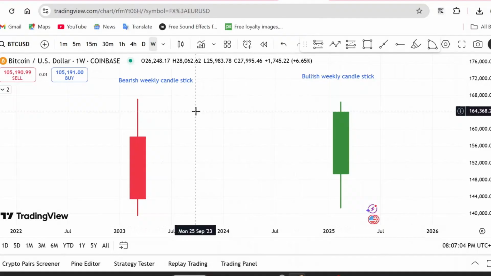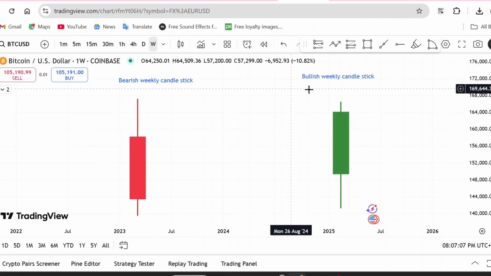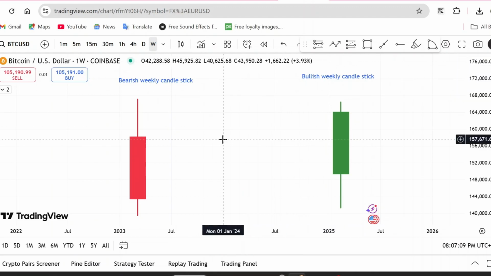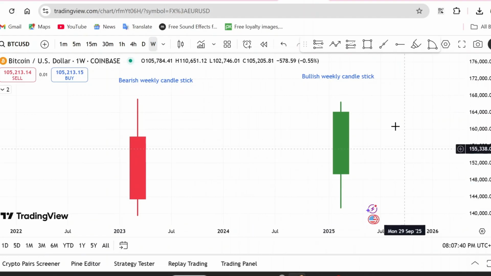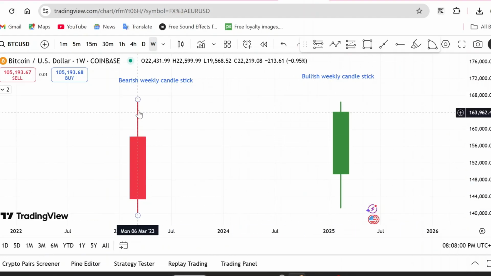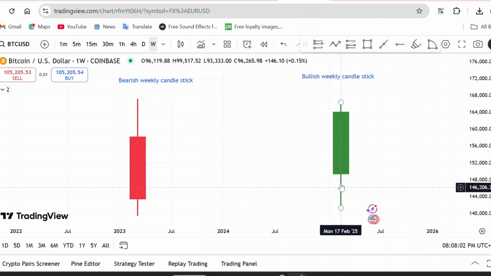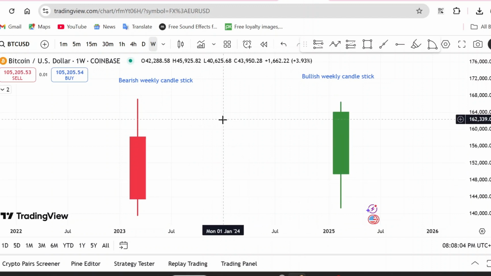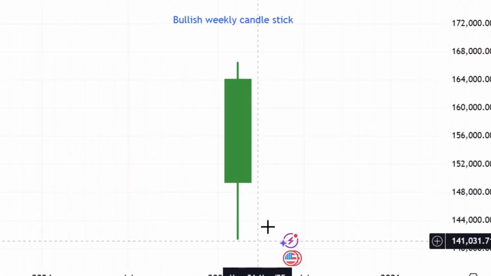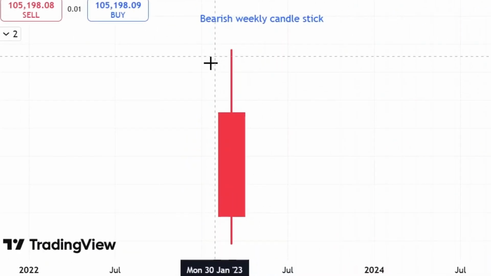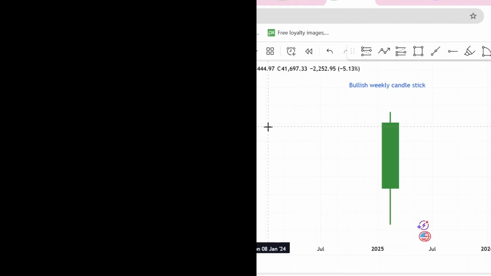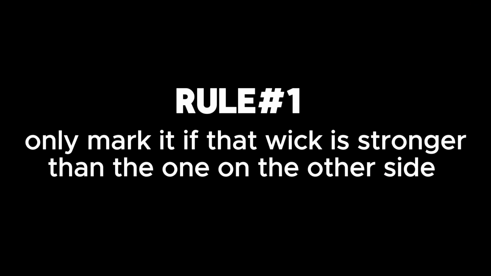First step, go to the weekly time frame. I'm going to use this to illustrate before giving you a couple of examples. So as you can see, we have our bearish and bullish candle for the previous week. Our emphasis is on the week. We are looking for a candle with a strong wick. If it is bullish, we only care about the lower wick. But if it is bearish, we use the upper wick. But here is the rule. Only mark it if that wick is stronger than the one on the other side. That is an indication of a clear rejection.